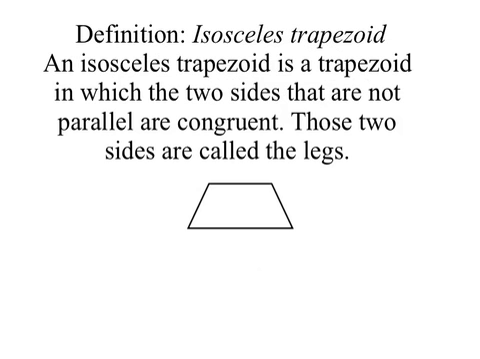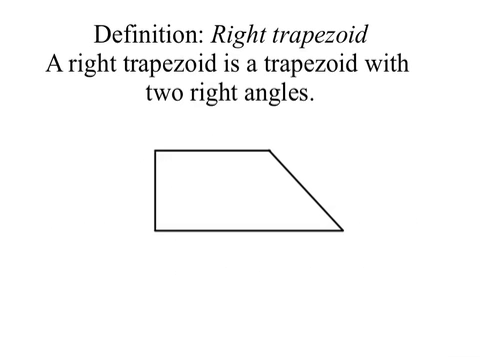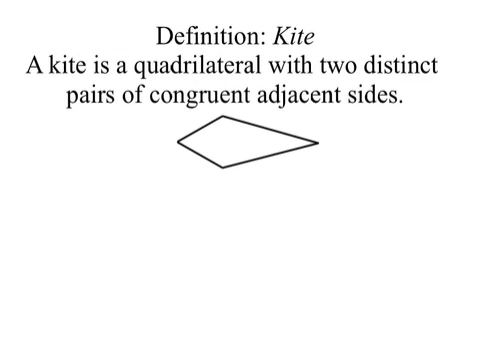And then if you use the top definition, we have the isosceles trapezoid. An isosceles trapezoid is a trapezoid in which the 2 sides that are not parallel are congruent. Those 2 sides are called the legs. And a right trapezoid. A right trapezoid is a trapezoid with 2 right angles. And here is an example.